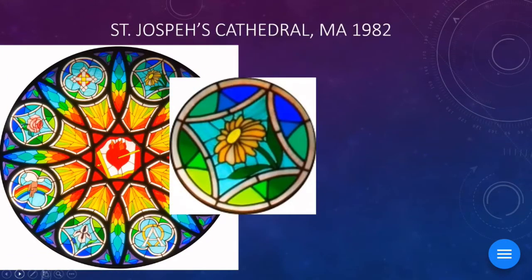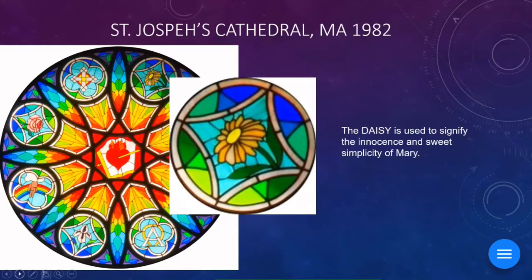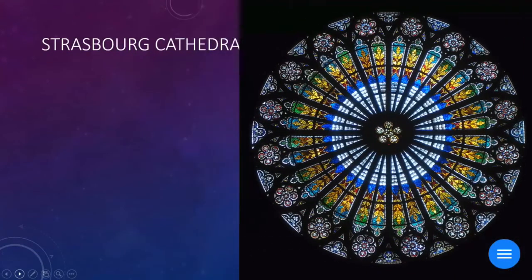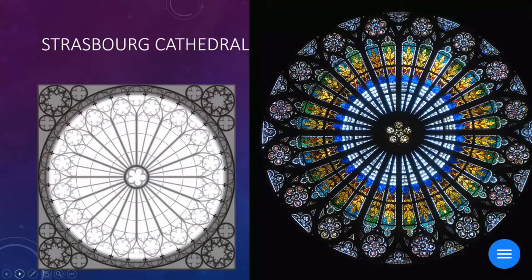Here's what one of the windows looks like here. So even though the images are different going around the perimeter of the rose window, it still has many lines of symmetry, and basically the shapes have remained the same, like the circles that are outlined in black. It wouldn't technically be truly radially symmetrical because those images in the circles are a little bit different. The daisy was used to signify the innocence and sweet simplicity of Mary. Here's another one from the Strasbourg Cathedral. This would be the initial plan for designing it.